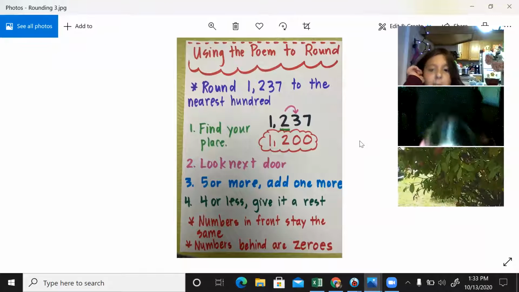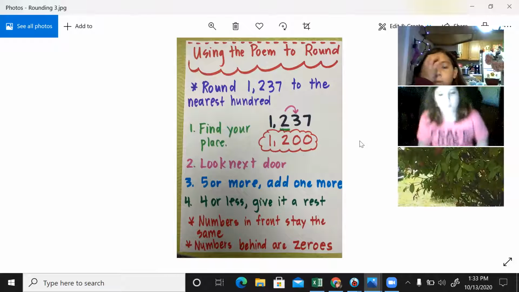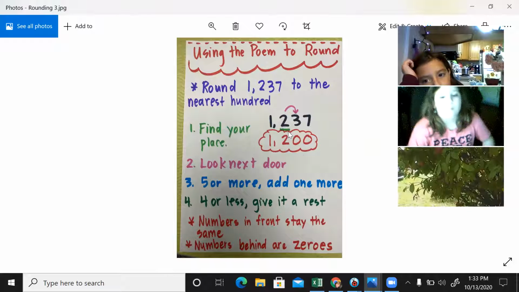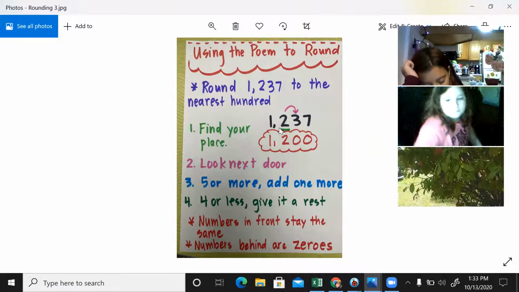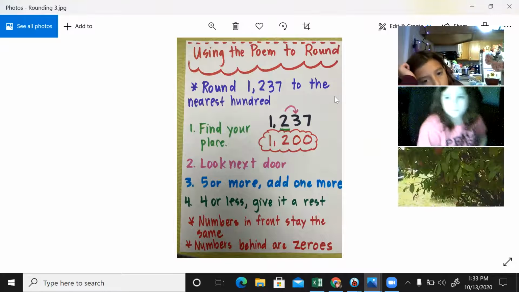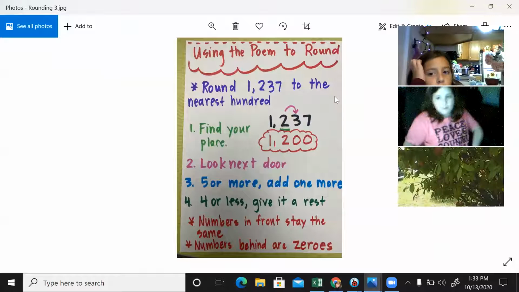The numbers in the front stay the same. Numbers behind turn to 0. So for this example, when we were rounding to the nearest hundred, I found my place, which is the 2, so I underlined it. I look next door. I draw my arrow, always to the neighbor to the right. That's our boss. He tells us what to do. 5 or more, add 1 more. 3 is less than 5, so I will not do that step.